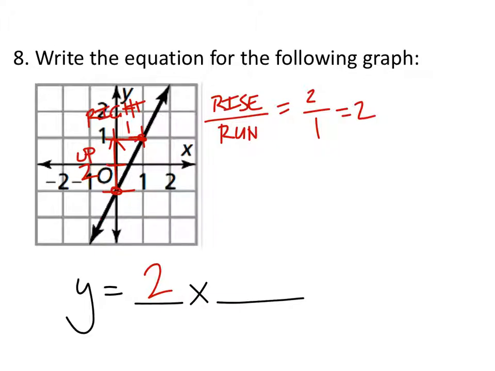And the y-intercept, again, it can be seen pretty clearly. It's just where the line crosses the y-axis, which would be this point at (0, -1). Again, we don't write that as an ordered pair in the equation. We just write the y value, which is -1. And that is the equation.